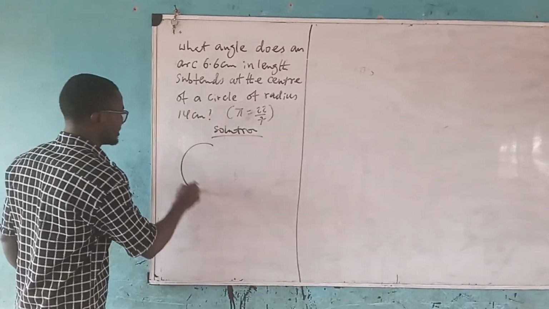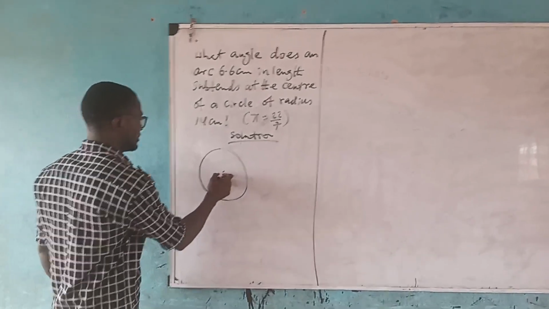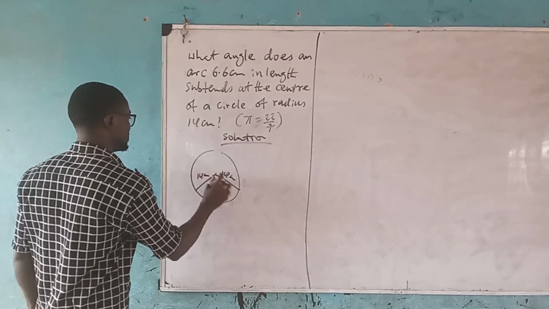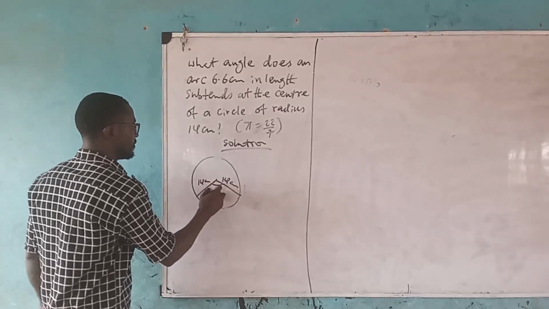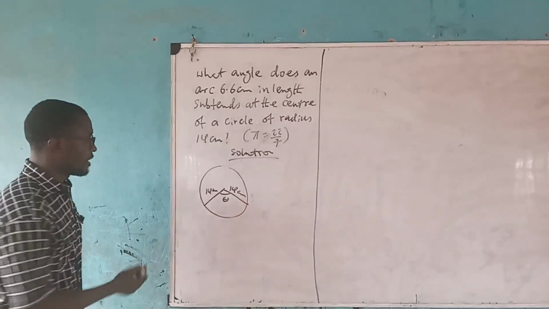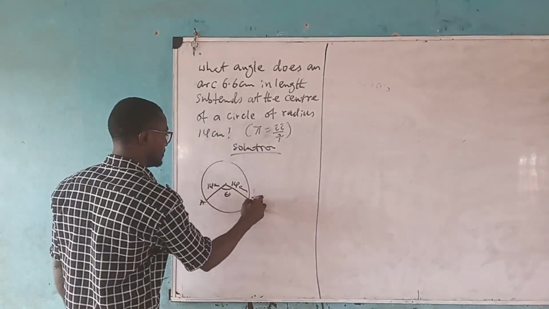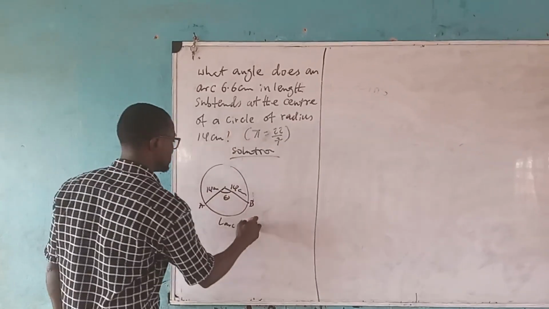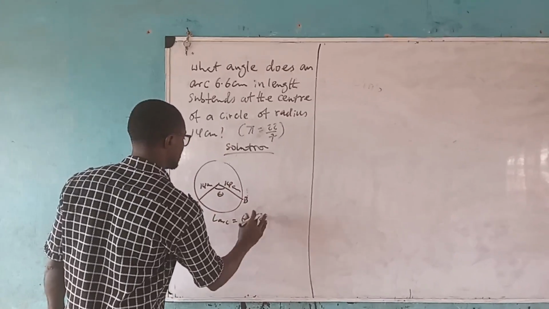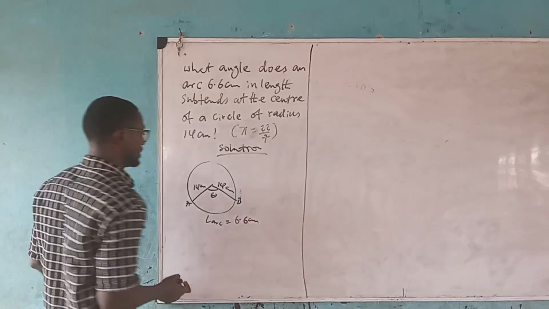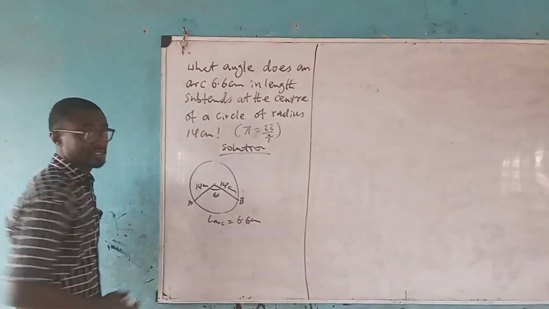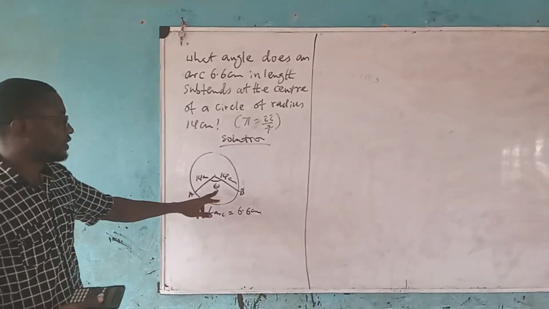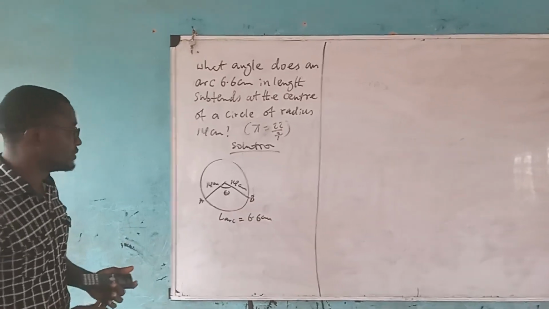So let's sketch our circle. This is the center. My radius here is 14 centimeter and this is 14 centimeter. The angle at the center is what we don't know. But we are told that the length of this arc, from here to here, is given as 6.6 centimeter. That means from here to this place is 6.6 centimeter. So we are now asked to find the value of this angle here.